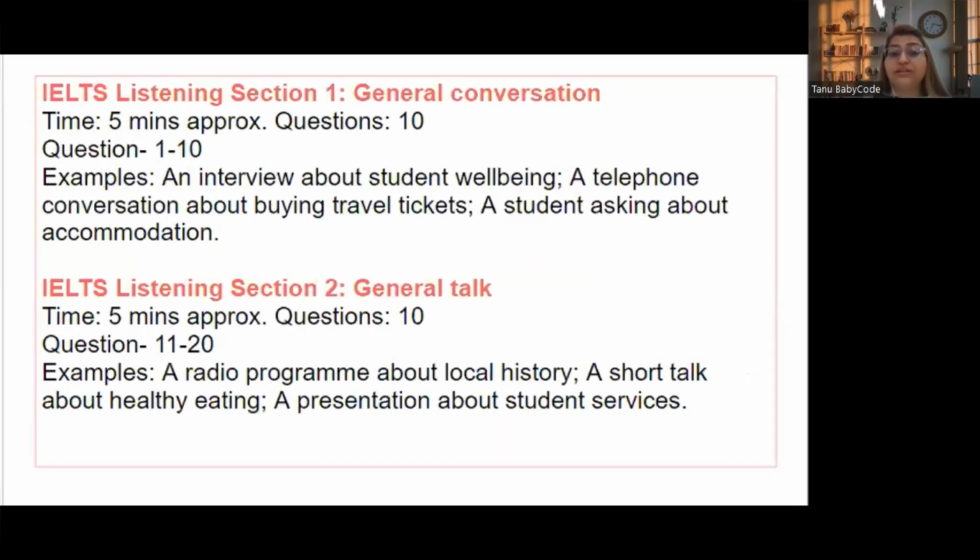Now, section 1, the audio recording will be approximately 5 minutes, and the question numbers will be 1 to 10. Examples: an interview about student well being, a telephone conversation about buying travel tickets, a student asking about accommodation. Listening section 2 will be a monologue about social life. Questions will be 11 to 20. Examples: a radio program about local history, a short talk about healthy eating, a presentation about student services.